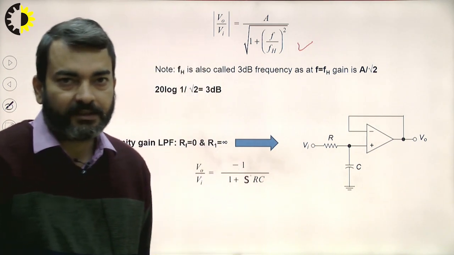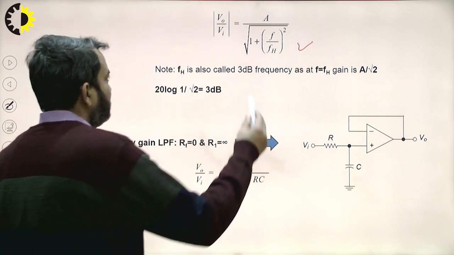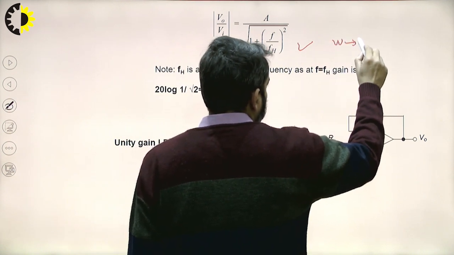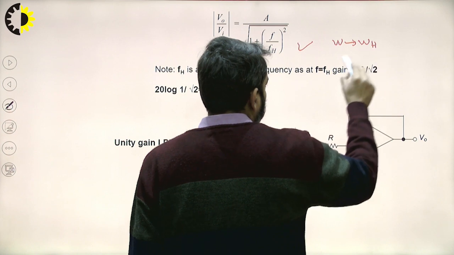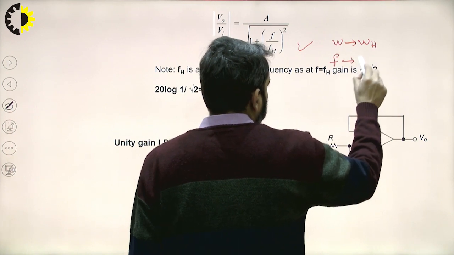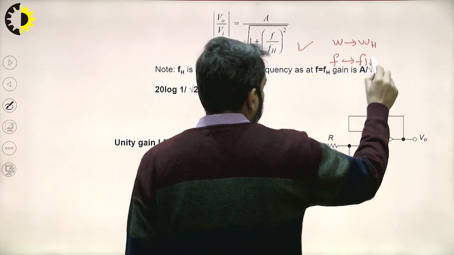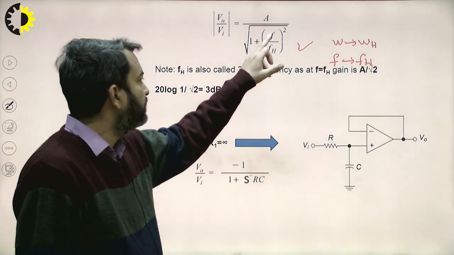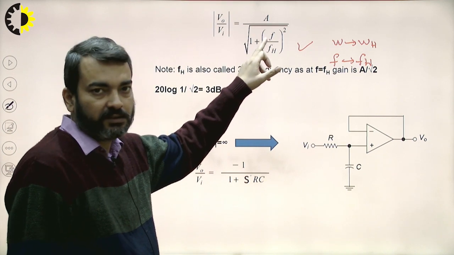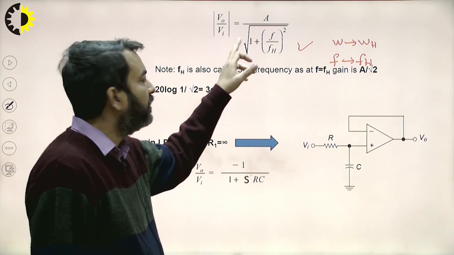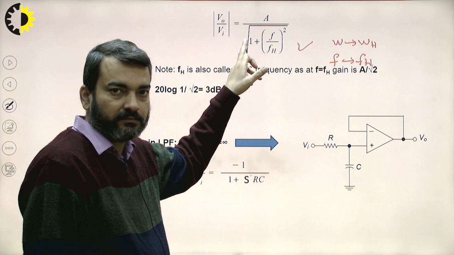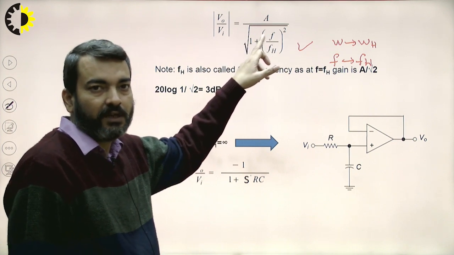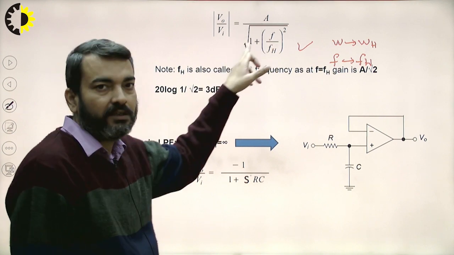Okay, one more point. If we check at frequency omega equal to omega h, or f tends to fh, we can easily see this factor will be 1. So 1 plus 1 is 2, so this is under root 2. So at corner frequency, which I have already explained, that is f is equal to fh, gain will be A by root 2.